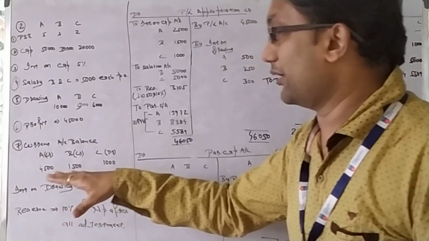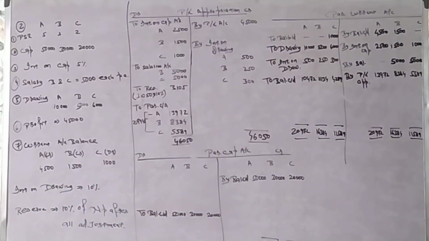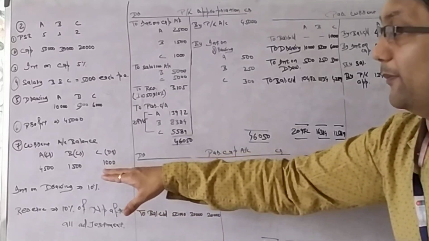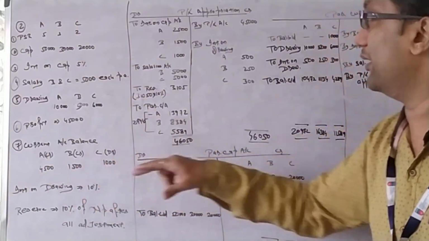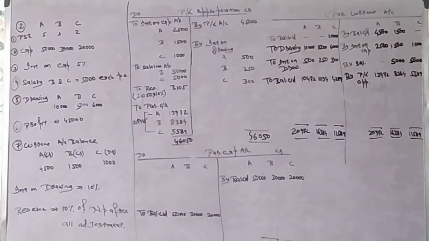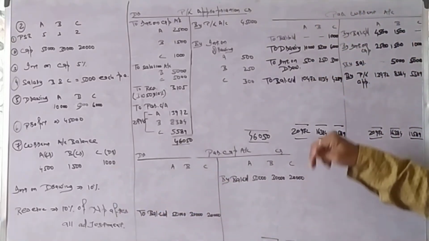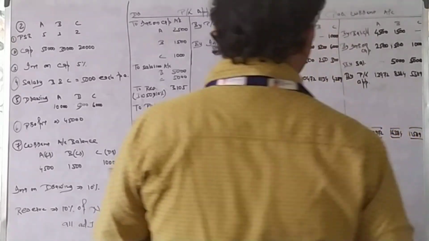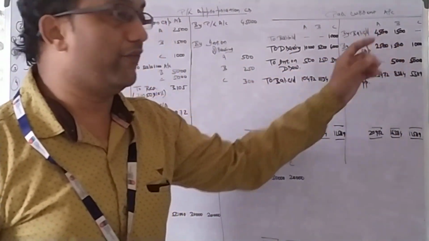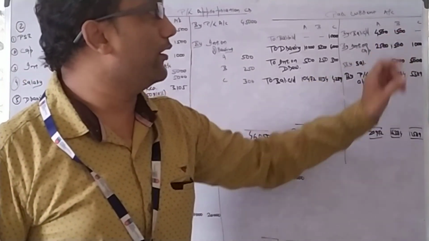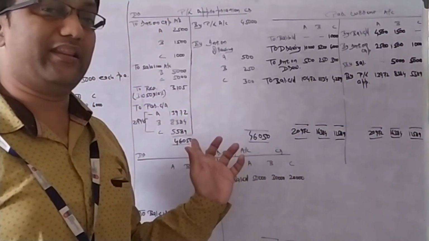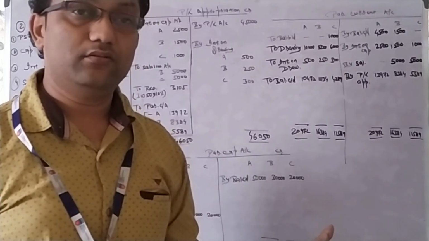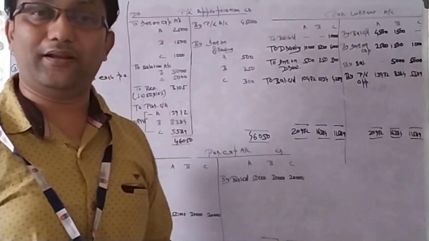We have got the current account opening balances 4,500 and 1,500 credit, and 1,000 debit balance. So both these are credit balances. I have written in credit side A and B: by balance c/d 4,500, by balance c/d 1,500, and C as a debit balance, so we have written it in debit side. So credit balance in credit side, debit balance in debit side.